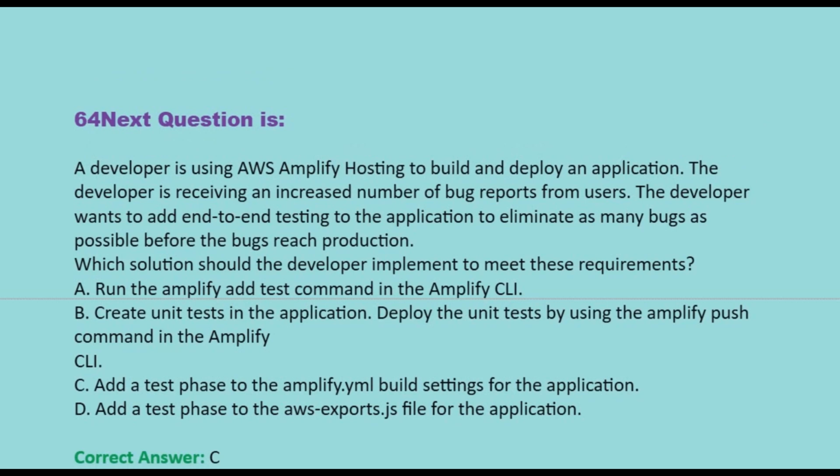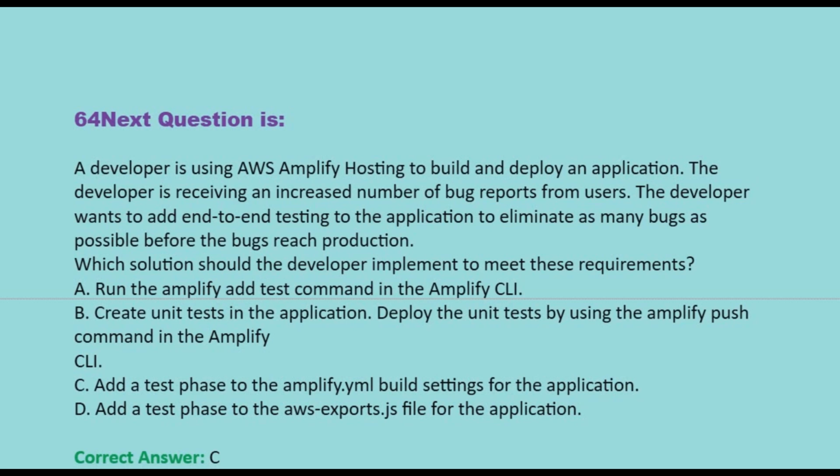Question is, a developer is using AWS Amplify Hosting to build and deploy an application. The developer is receiving an increased number of bug reports from users. The developer wants to add end-to-end testing to the application to eliminate as many bugs as possible before the bugs reach production. Which solution should the developer implement to meet these requirements?